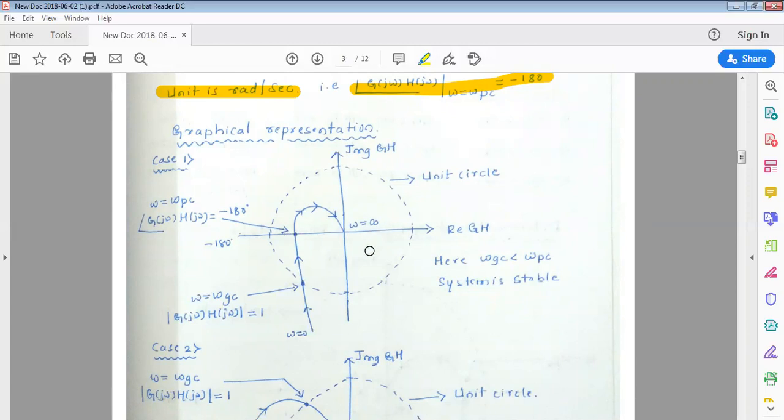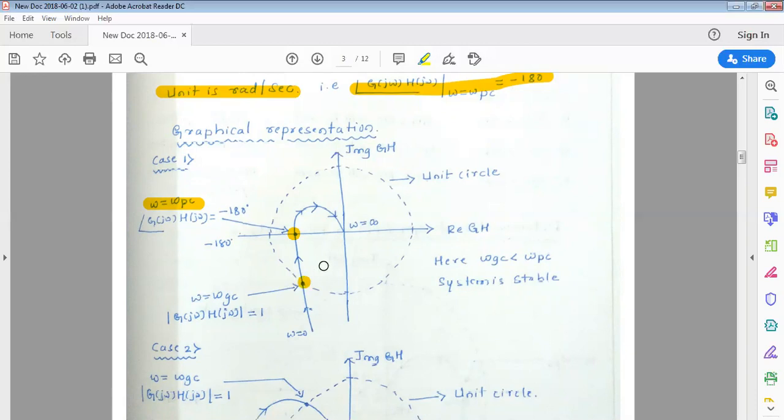You can observe further here, this polar plot cuts the minus 180 degree line. This is the 0 degree line, minus 90, minus 180, minus 270, right? For what value of omega does this polar plot cut the minus 180 degree line? This is called omega PC. The condition is that the angle of G(jω)H(jω) is minus 180. These are the two important points.